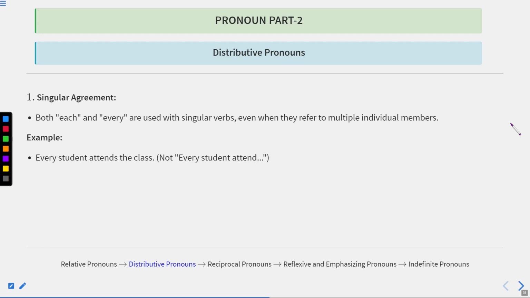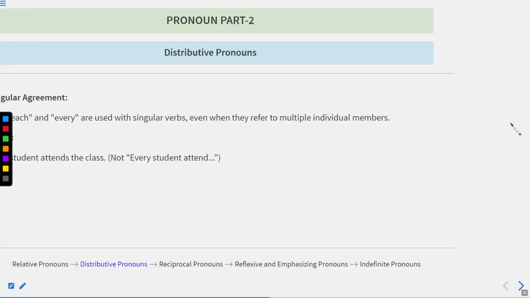Now, singular agreement. Both each and every are used with singular verbs, even when they refer to multiple individual members. Every student attends the class. Okay, so we cannot say every student attend. Every should always be followed by a singular noun and a singular verb. But if we have "of" after each or every, we can have a plural noun but a singular verb.